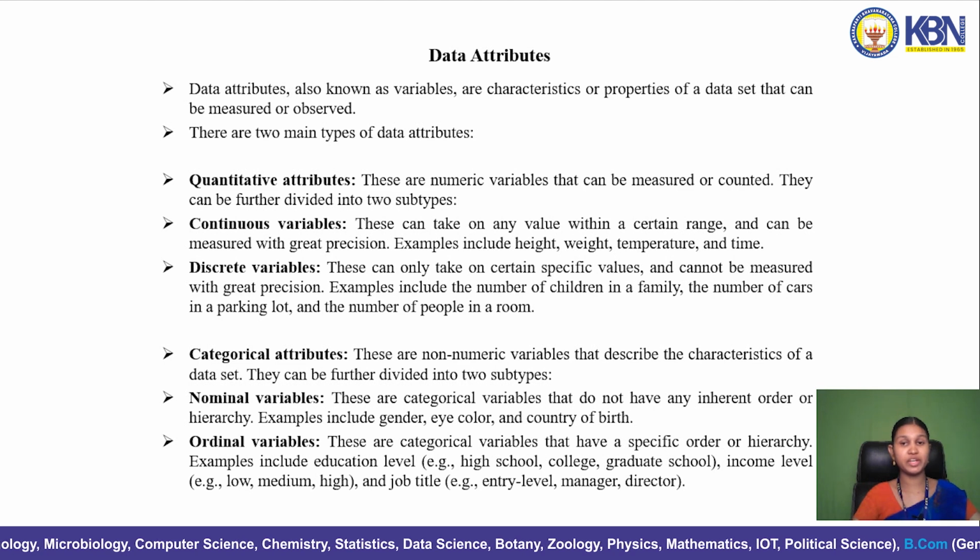These are the non-numeric variables and these are also divided into two types. One is the nominal variable and the second one is the ordinal variable. Nominal variables do not have an inherent order. You can take examples: gender, eye color, and country of birth. Next one, ordinal variables. These are categorical values based on a hierarchy. Let us take examples: education level, high school, college, graduate school; income level, low, medium, high; and job title, entry level, manager or director.